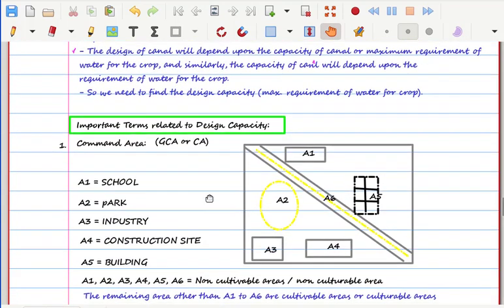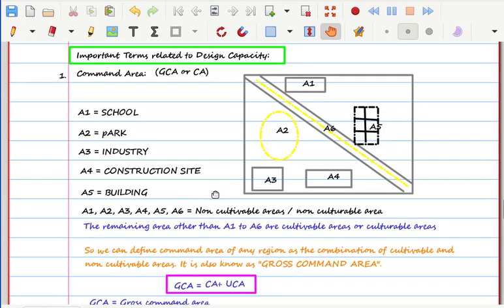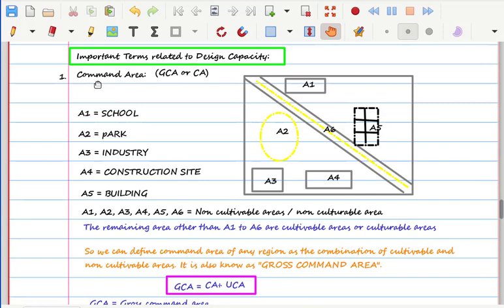So the first term we are going to discuss is known as command area, or we also call it gross command area, and we represent it with GCA, gross command area, or CA, command area, right? So here is an example that we have considered: a small town, which consists of a road, right? Here is a school, and here is a park. Here is some sort of industry, and here is a construction site, right? And this is some sort of residential or commercial building in the town.